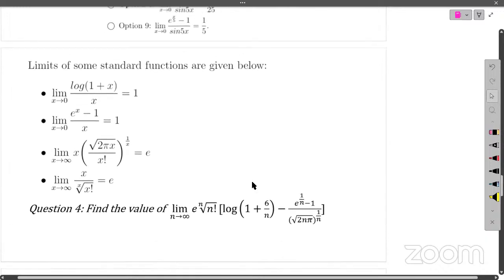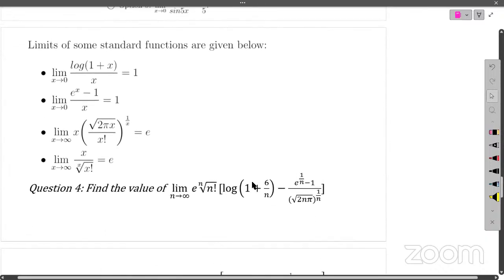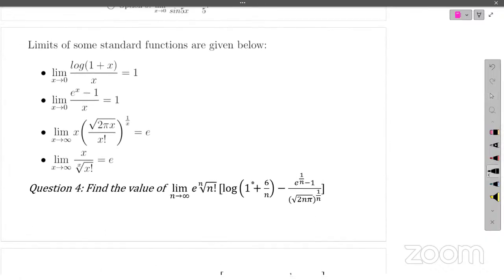The next question is also of a similar type. Here some limit is given to you and some long function is given to you, and you have to find the limit of this function using the given limits. One thing I want to point out: here the limit n goes to infinity is given, and in these two limits x going to 0 is given. So first convert this x going to 0 to x going to infinity, and then try to figure out what the form will be. That's your hint.